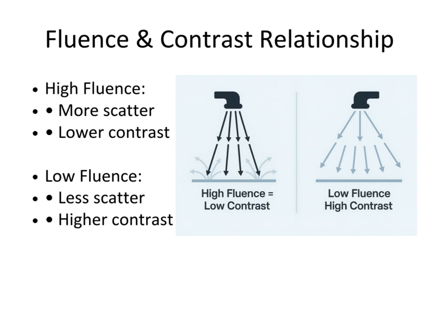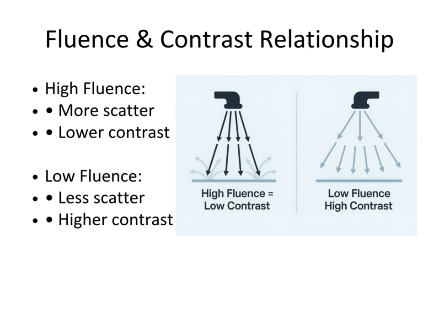B. Low fluence, fewer photons. Less scatter is produced. More difference in absorption is preserved. Result: high image contrast. So in simple terms, more photons equals more scatter equals less contrast. Fewer photons equals more absorption differences equals higher contrast.